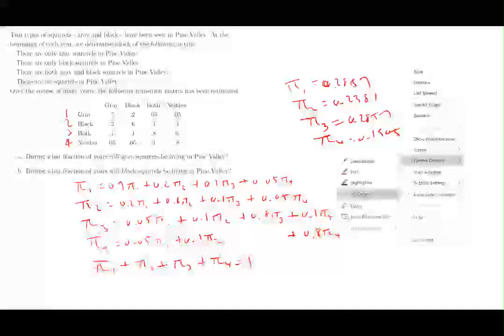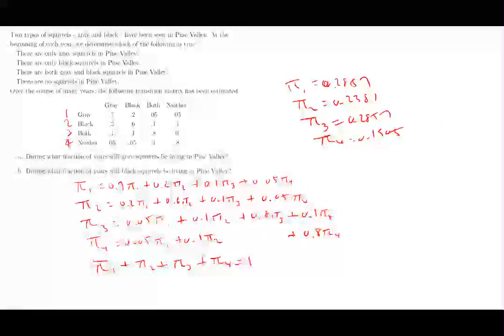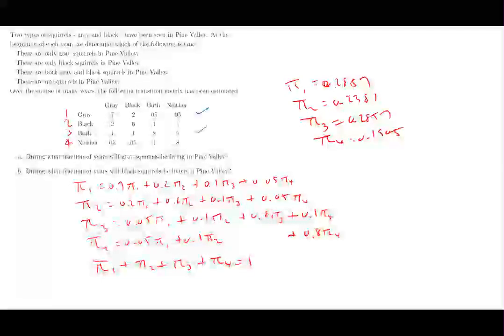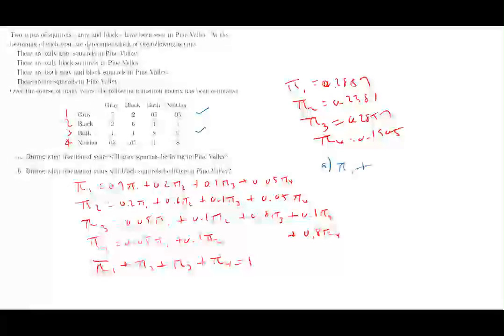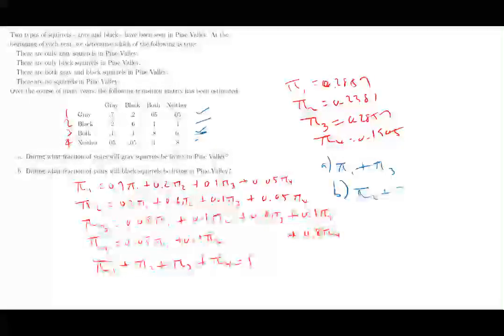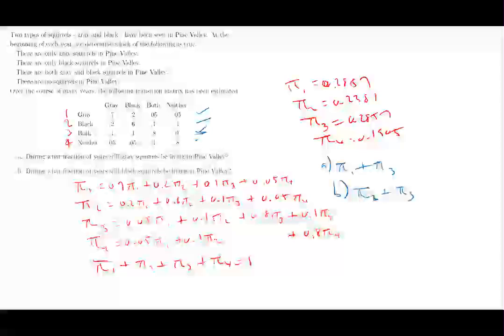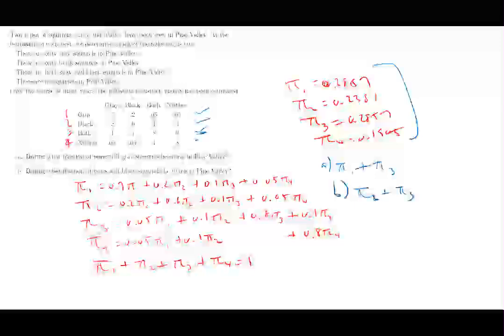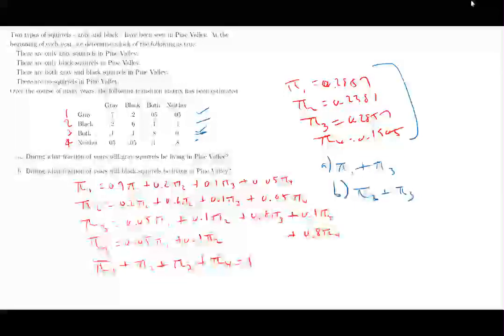Now I just have to answer the question. Part A asks, during what fraction of years will gray squirrels be living in Pine Valley? That's state 1 and state 3, so part A is just pi1 plus pi3. Then part B, what fraction of years will black squirrels be living in Pine Valley? That's state 2 and state 3 as well, so this is pi2 plus pi3. You can add up the values from up here to get the answers. This is a pretty straightforward limiting probability question.